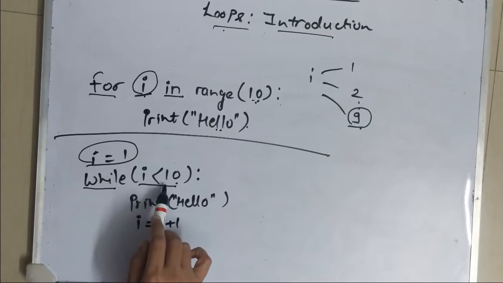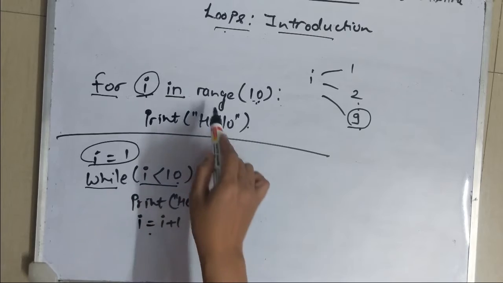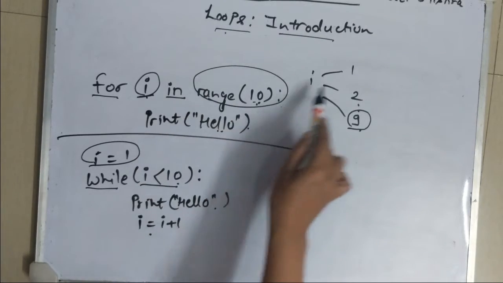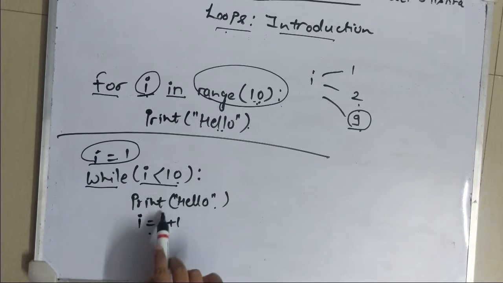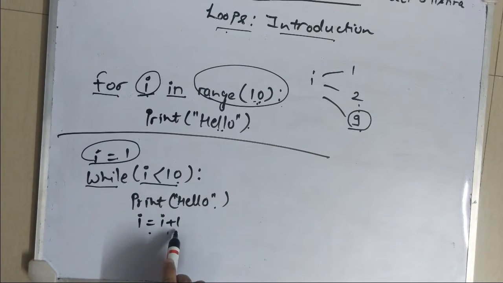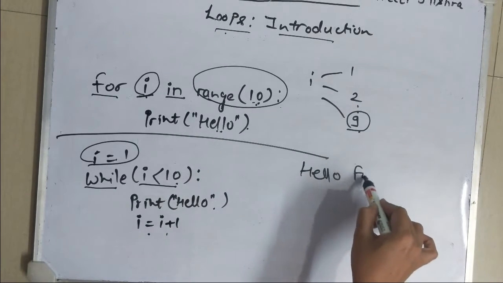So 1 is obviously less than 10, then it will print hello. Then I am incrementing I. While does not have a mechanism like for to get the values from 1 to 10. That is why we are doing it manually, initializing it with 1, and in the body we are incrementing it 1 by 1. So both these programs will print hello 10 times.